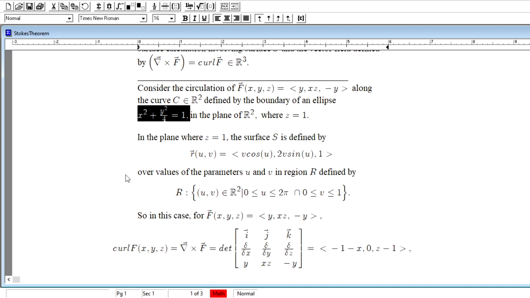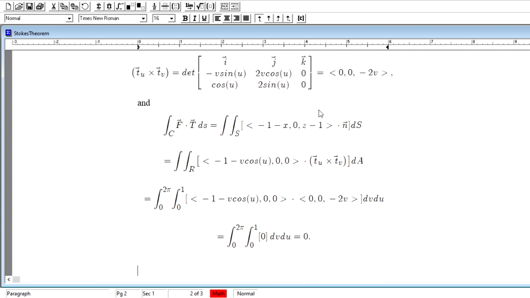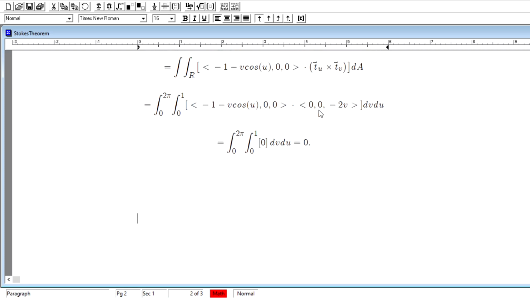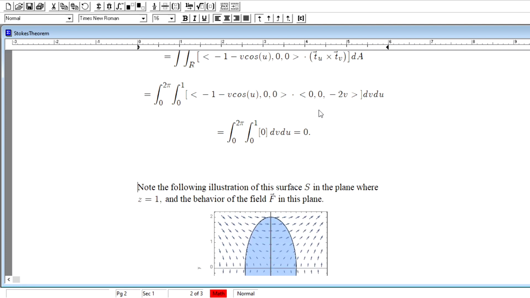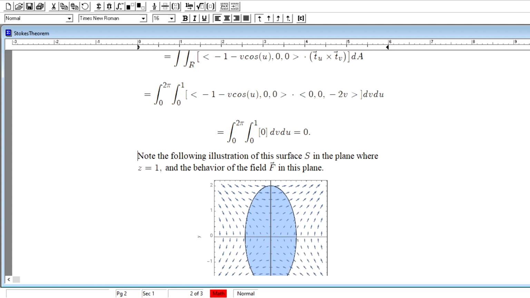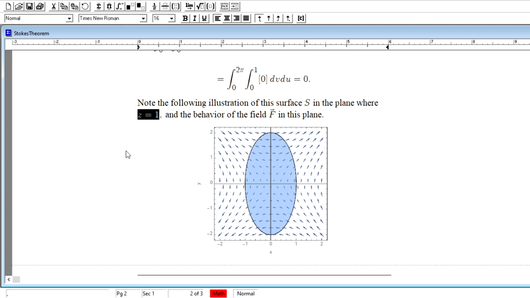This elliptical surface, along the boundary of this elliptical surface in three-dimensional space produced by this field, will be 0 in value. Now, to help understand that calculation a little further, we might look at the illustration of this surface. And this surface, although set up to exist in three-dimensional space, can also be viewed in 2 dimensions, by just focusing on the plane in 3 dimensions where z is equal to 1. This would become the surface's description and the description of the field in that plane.